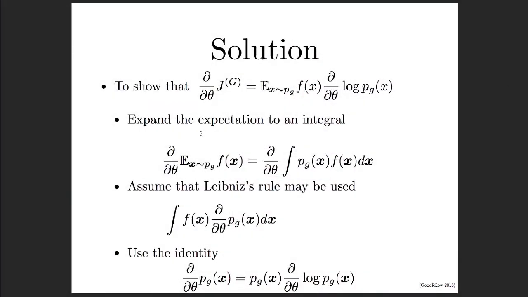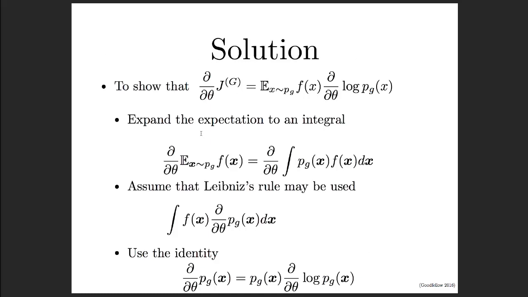The basic step is to turn the expectation into an integral and use Leibniz's rule, which means you have to make a few assumptions about the structure of the distribution involved. And then finally, we take advantage of our earlier assumption that the generator distribution is non-zero everywhere. That allows us to say that the derivatives of PG are equal to PG times the derivatives of log PG. So that gives us this nice expression where we can get gradients of the likelihood in terms of samples that came out of the generator.